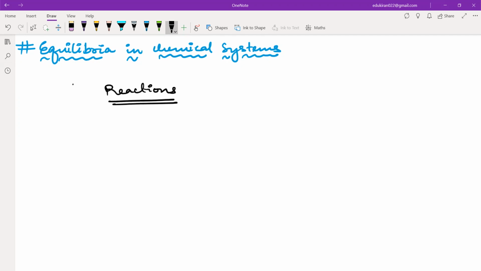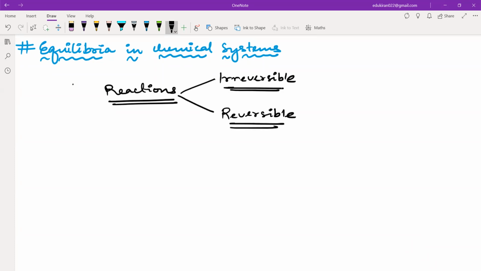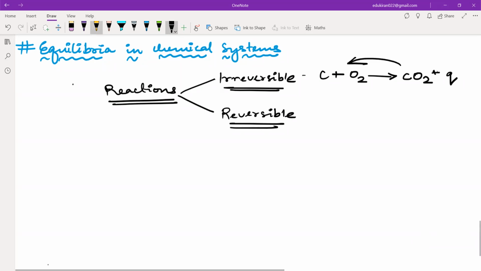And these reactions are mainly classified into two types, right? Irreversible, and there are some which can be reversible. The reactions which are irreversible only happen in one direction. For example, if you have carbon and you burn this carbon with oxygen, you will get carbon dioxide plus some heat. But you don't see that heat and carbon dioxide are again forming carbon and oxygen gases, right? You don't see that happening.